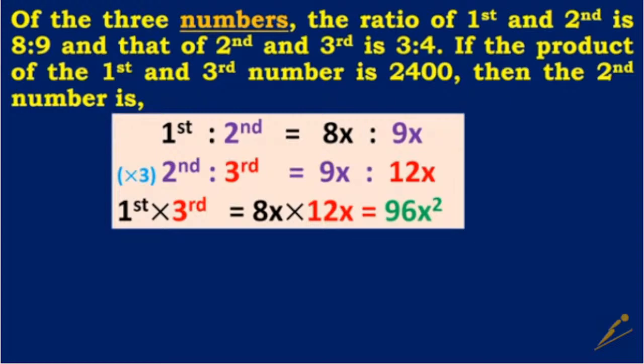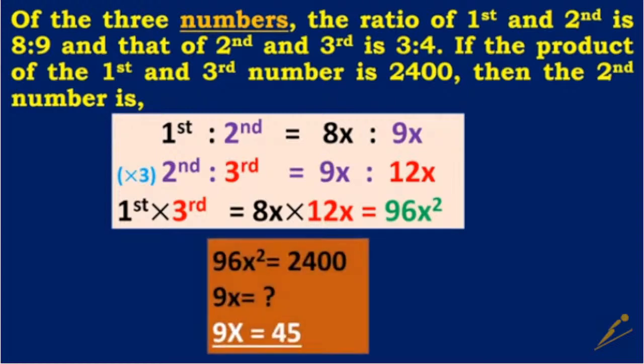The product of the first and third numbers, 8x into 12x, is 96x square. This 96x square is equal to 2400. Then x is equal to 5. Therefore, we need to find 9x, which is 45.